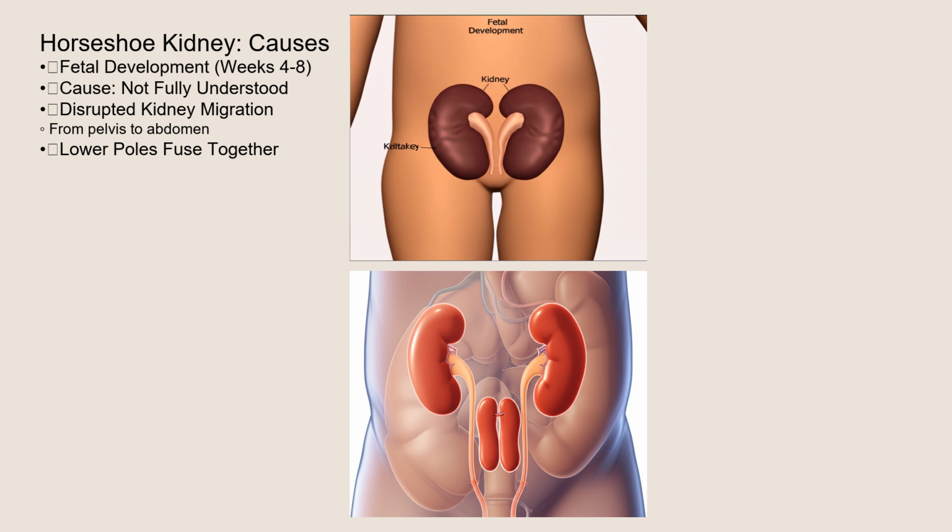So, what causes a horseshoe kidney? Well, it all happens during fetal development, typically between the 4th and 8th weeks of gestation. The exact cause is still not fully understood, but it's believed to involve a disruption in the migration of the kidneys from their initial position in the pelvis up to their normal location in the abdomen. This disruption often results in the lower poles of the kidneys fusing together.